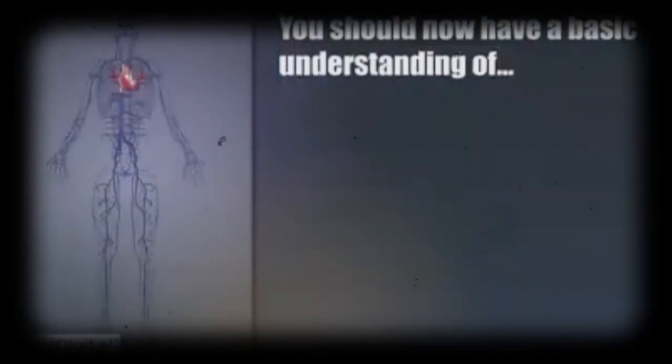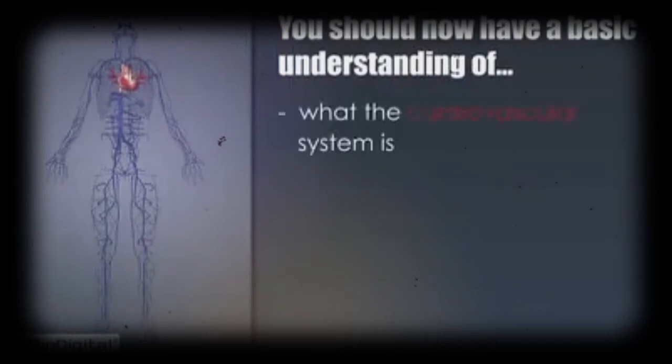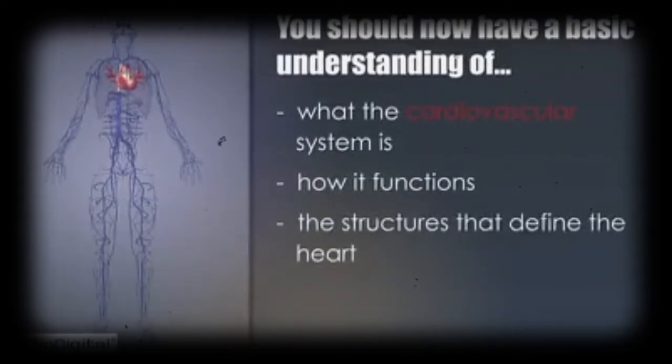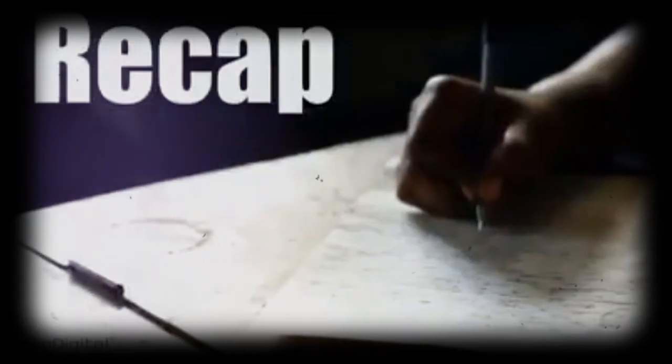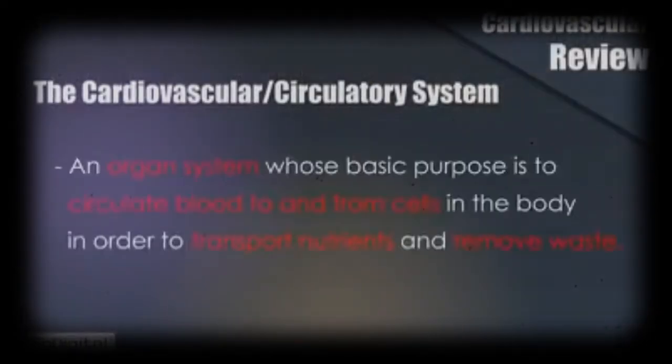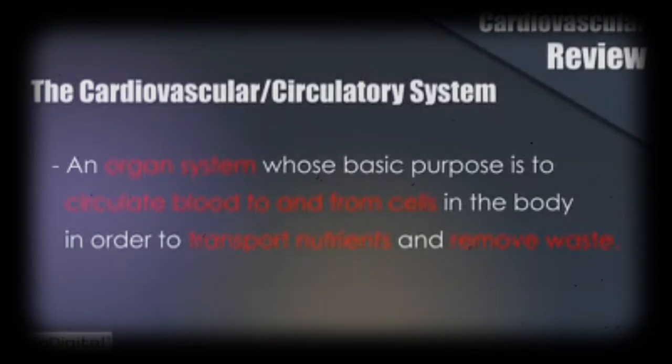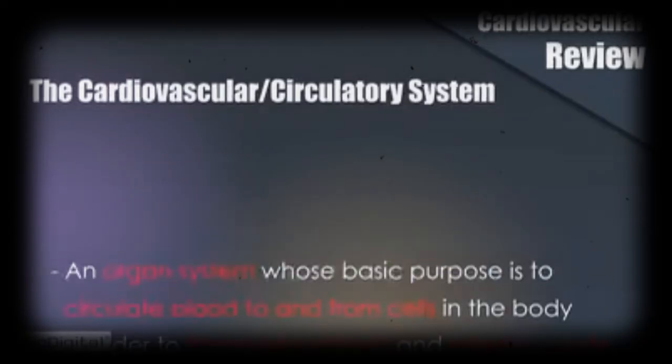After watching this video, you should now have a basic understanding of what the cardiovascular system is, the basic functions, and the basic structures that define the heart. Here's a quick recap. The cardiovascular, or circulatory system, is an organ system whose basic purpose is to circulate blood to and from cells in the body in order to transport nutrients and remove waste.